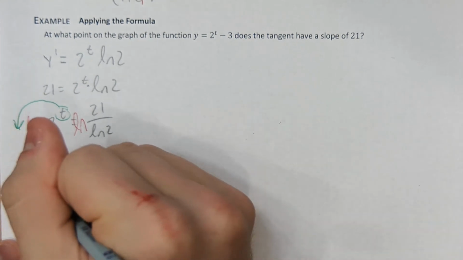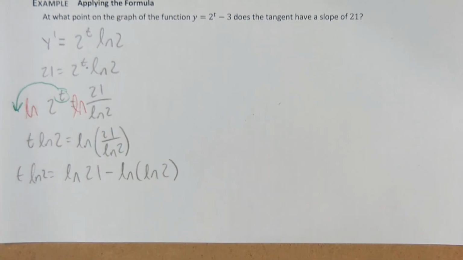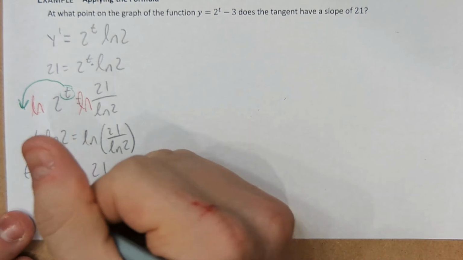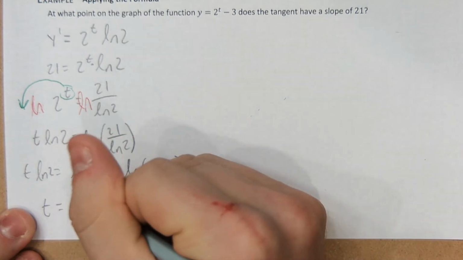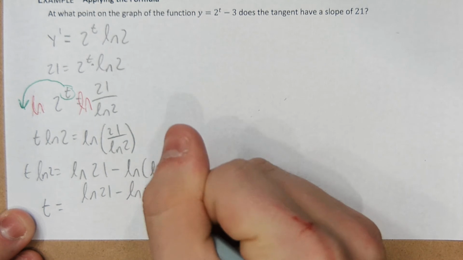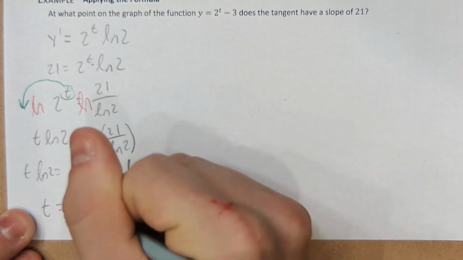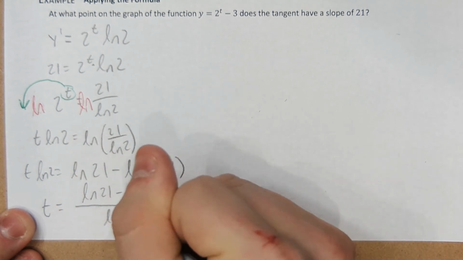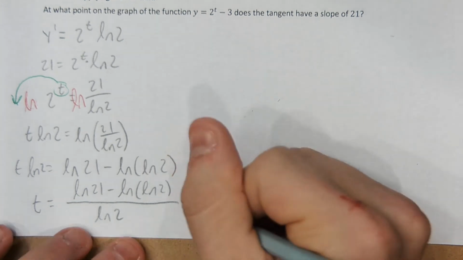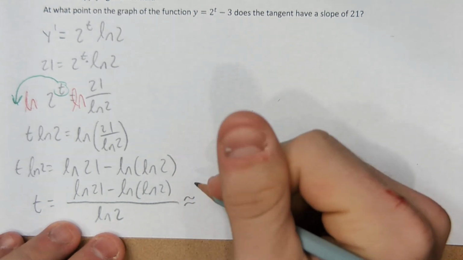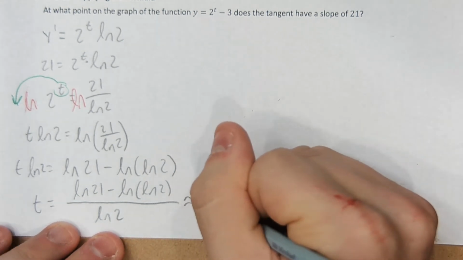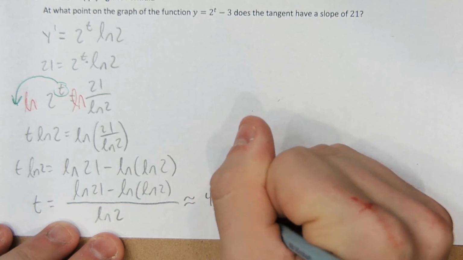I forgot to write ln and 2 over here. There we go. Now I can divide both sides by the ln of 2, and it will look prettier, at least. Of course, you have to grab a calculator to get this number. This number is about, let's go 3 decimals, 4.921.